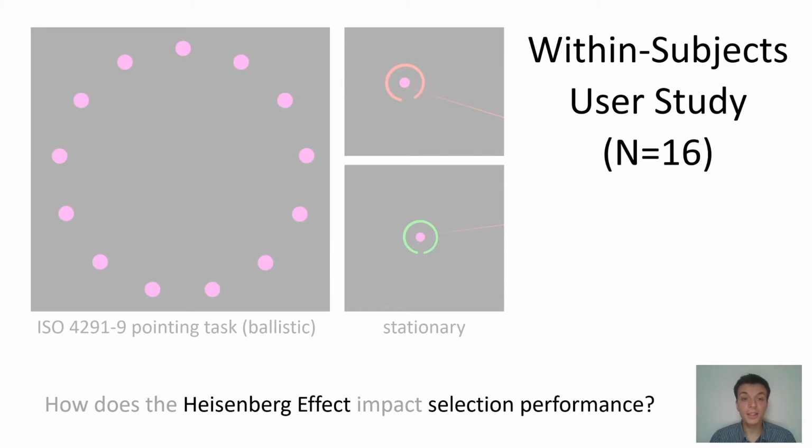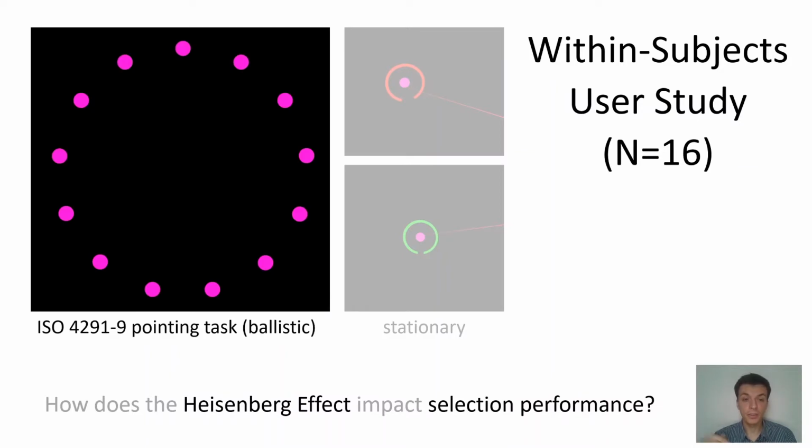We were very interested in finding out how this Heisenberg effect impacts the selection performance. To this end, we conducted a within-subject user study with 16 participants, and we gave them two tasks. The first task is a standard pointing task, or what we call the ballistic task, where participants have to select disks that are shown at 8 meters in front of them.